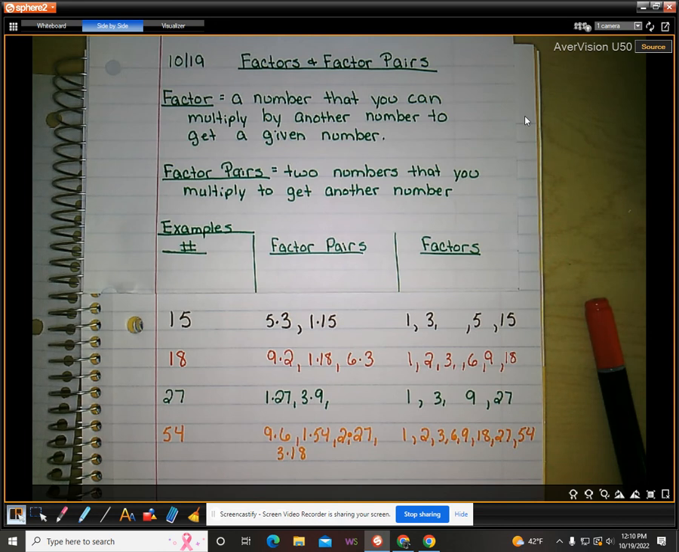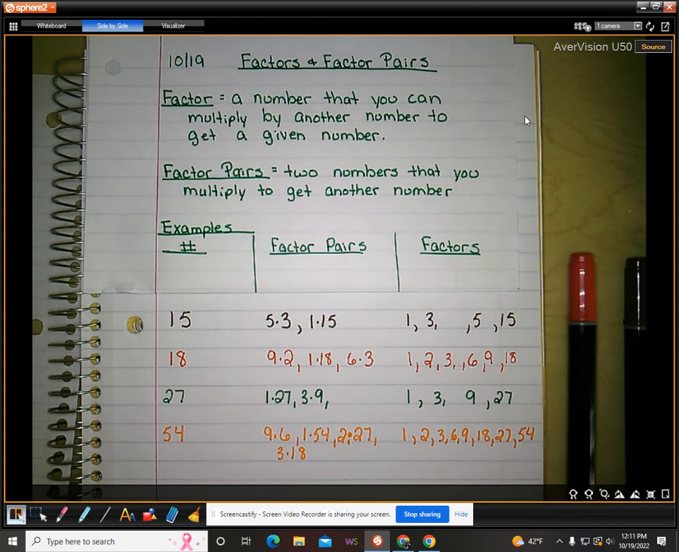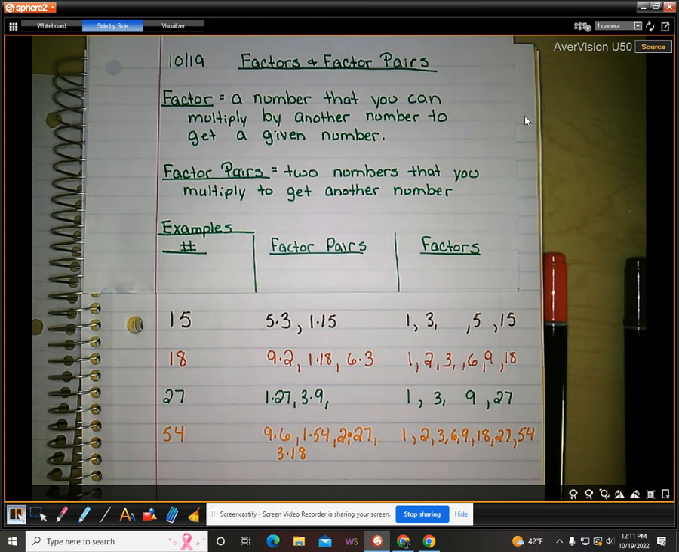Okay. And you may have to do some small division to figure out what the factors are of something. But we all know how to divide it, and they're not real big numbers. Okay. So what you are working on today is 2 more IXL assignments.